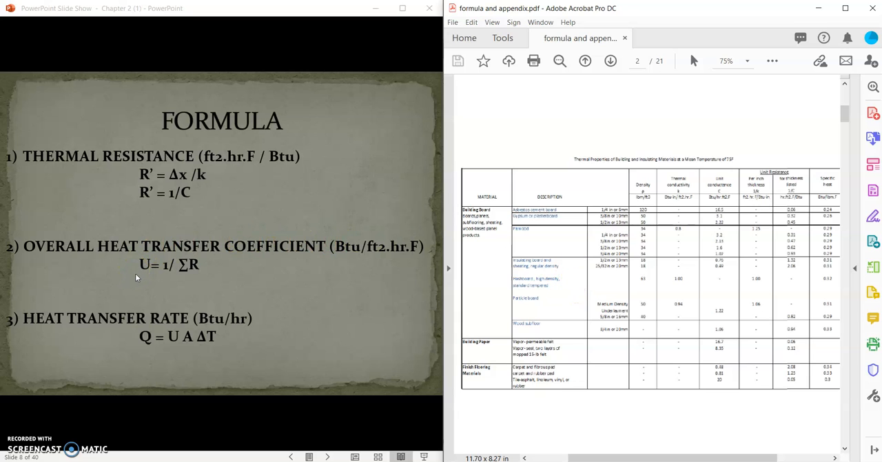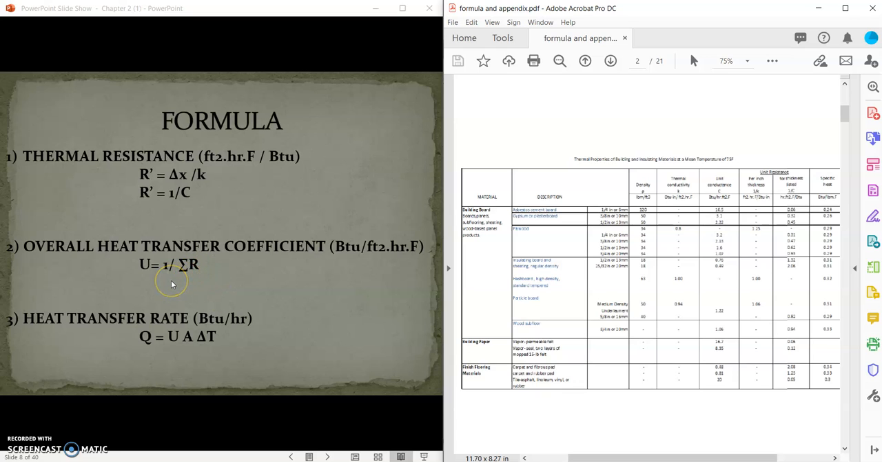Next, after we calculate the thermal resistance, we are going to use the formula for the overall heat transfer coefficient, in BTU per feet squared hour Fahrenheit. U is equal to 1 over the sum of R. So you calculate every single thermal resistance R that we have in a question, then sum them, and to find U, it is equal to 1 over the sum of R.